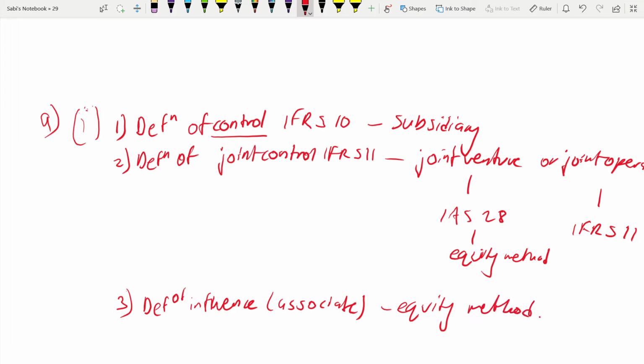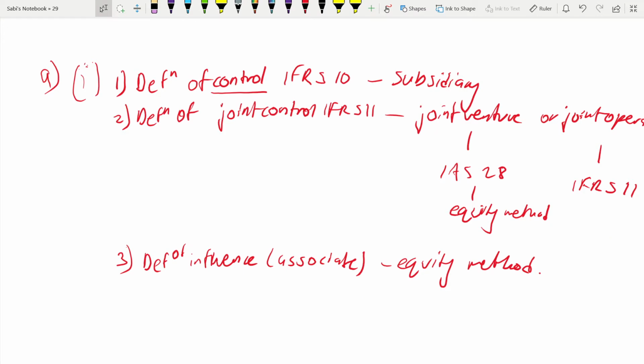Why? Because in the scenario, he has a 45% share. I'm talking about crypto. Crypto has a 45% share, so that 45% is less than 50%, right? But sometimes it can happen that having less than 50% also means you can still have control. How?